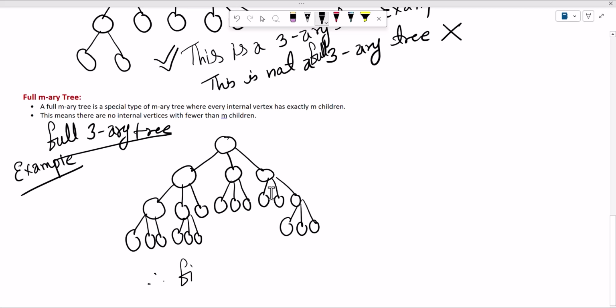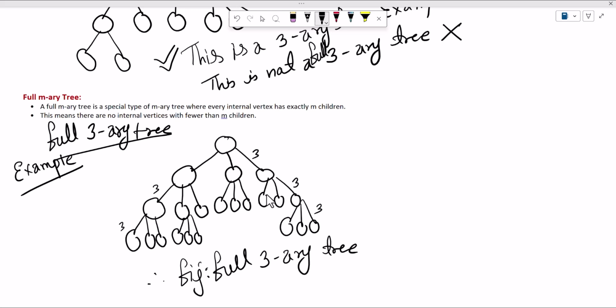So, figure: full 3-ary tree. This is the example of a full m-ary tree. So in the exam, you need to write the definition of a full m-ary tree, and you need to construct the example. Let's take a full 3-ary tree, and you need to draw it like this, right? Every internal vertex has exactly 3 children. Here you have 3 children, here 3 children, for this node 3 children, for this 3 children. Every node has exactly 3 children.